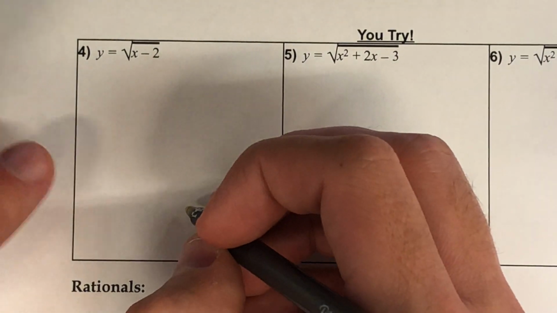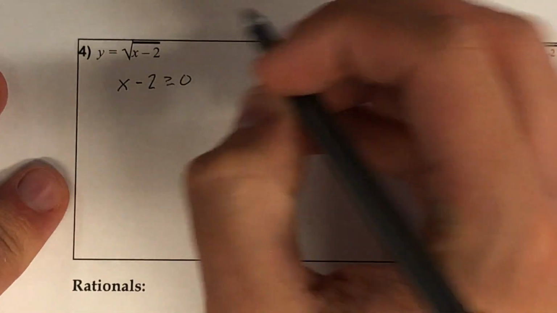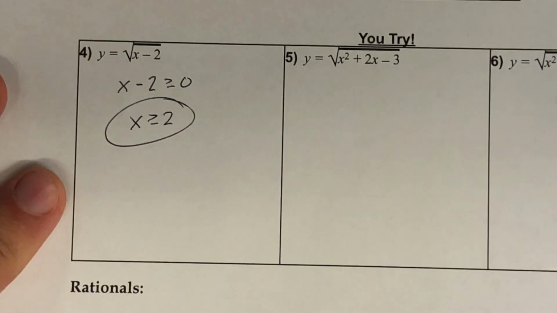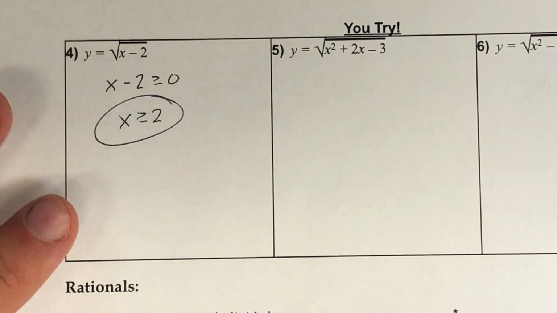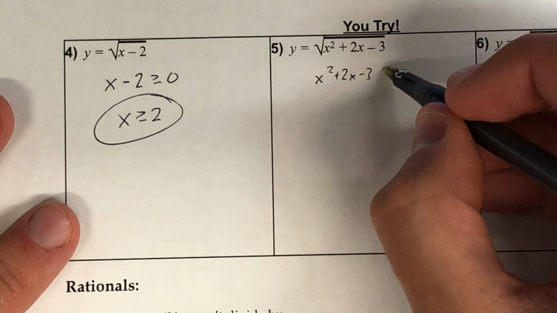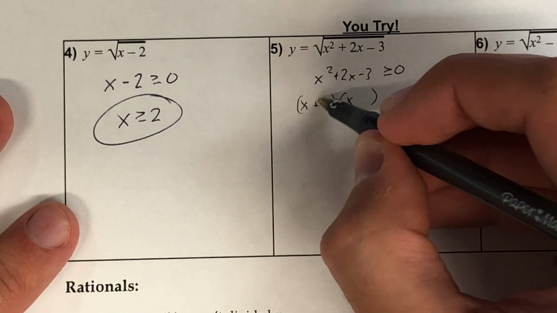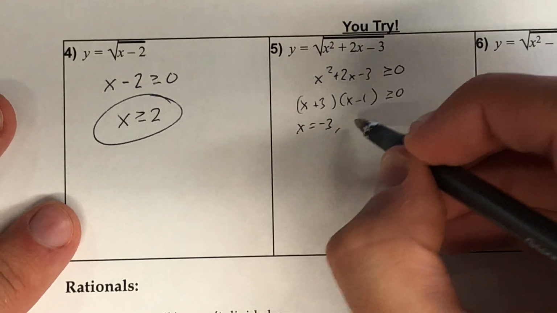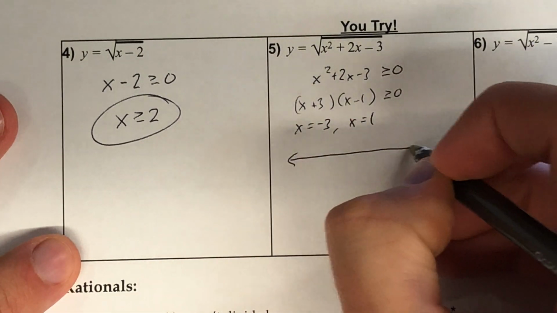Okay. For number 4, again, set what's under the root equal to 0, solve for x, so we get x is greater than or equal to 2. No x squared involved, so you don't have to be checking or anything like that. It's only when you get more than one value. Next, set what's on the inside greater than or equal to 0, factor. So we get positive 3 and negative 3 for our factors, which means our roots would be negative 3 and positive 1. So set up our number line here.